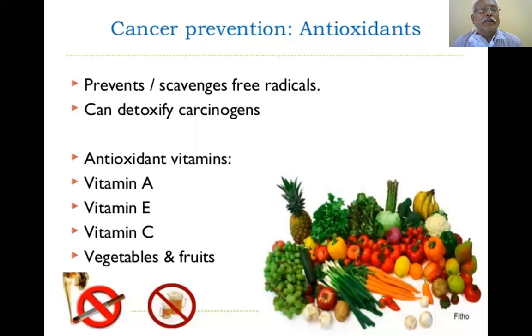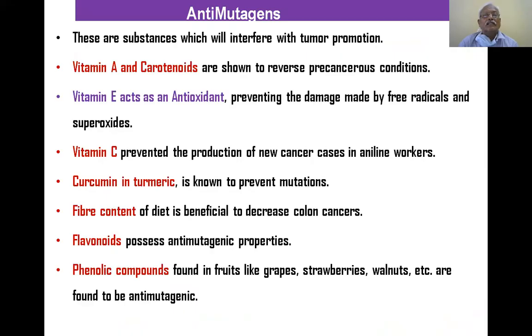We know pretty well about cancer prevention and antioxidants. The antioxidants will scavenge the free radicals and they will detoxify the carcinogens. And you know pretty well vitamin A, vitamin E, and vitamin C. These are the best vitamins. And vitamin C spares all the other vitamins, A and E. And vegetables and fruits contain rich amounts of antioxidants.